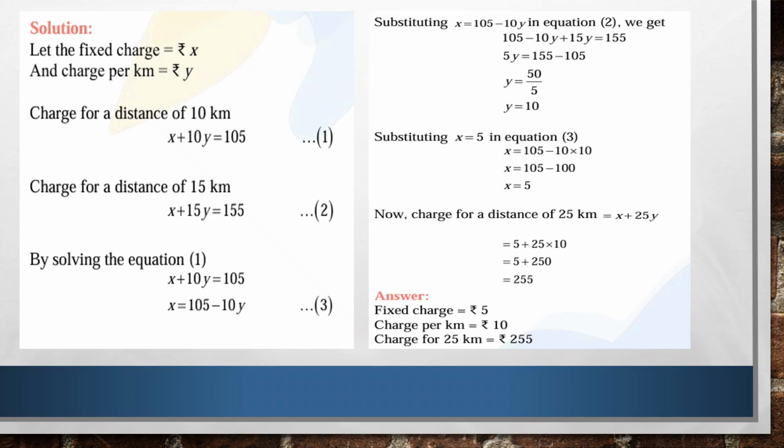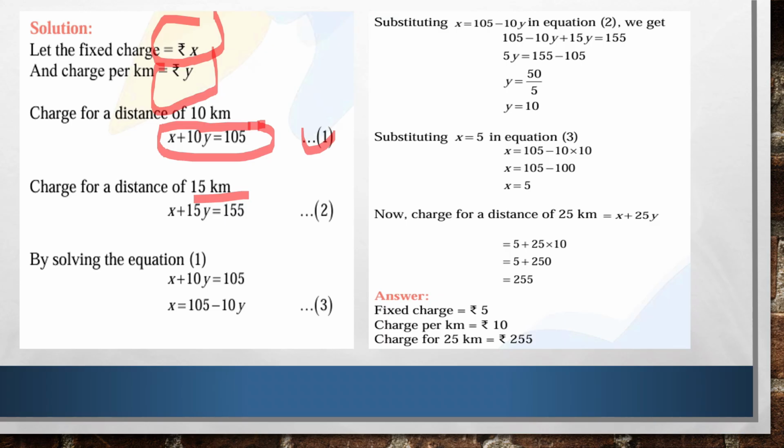So here we don't know the fixed charge or the charge per kilometer. So I can take the fixed charge as rupees x and the charge per kilometer as rupees y. Here the charge for a distance of 10 km can be written as x plus 10y is equal to 105, as it is given in the question. So take it as equation 1. And the second case, the charge for a distance of 15 km. The two distances are 10 and 15. For 10 it is 105.